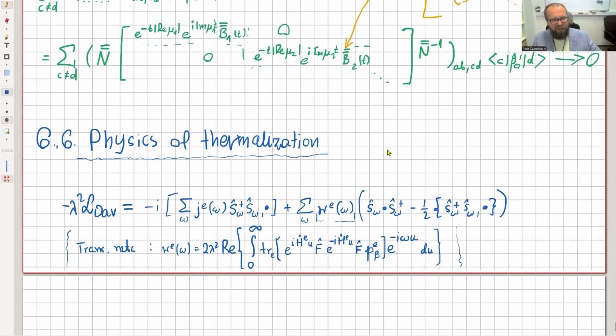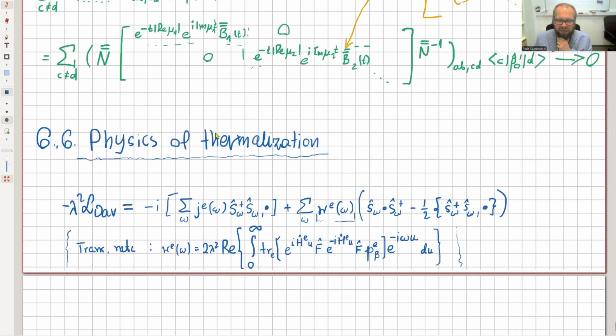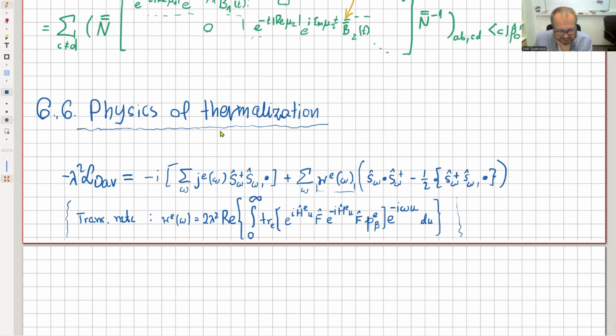So the last bit I want to talk about is section 6.6, which may be a little bit too pompous, physics of thermalization. We did a lot of math, maybe too much math previously, but now I want to talk. Almost no math, just speaking now. Let's sum up what we learned and what we think about thermalization, how we imagine this process from the physics point of view, maybe not from an intuitive point of view.